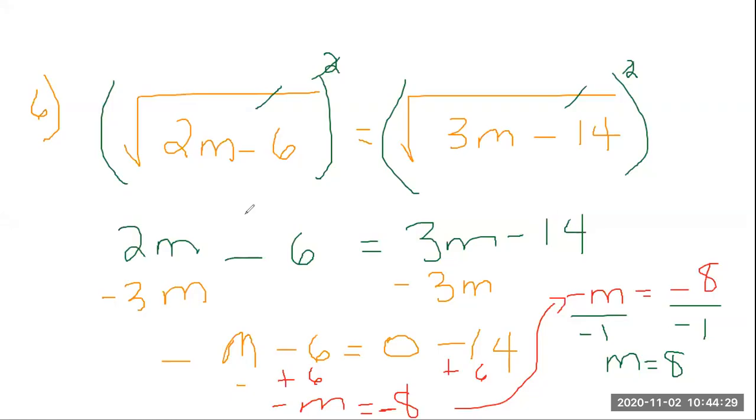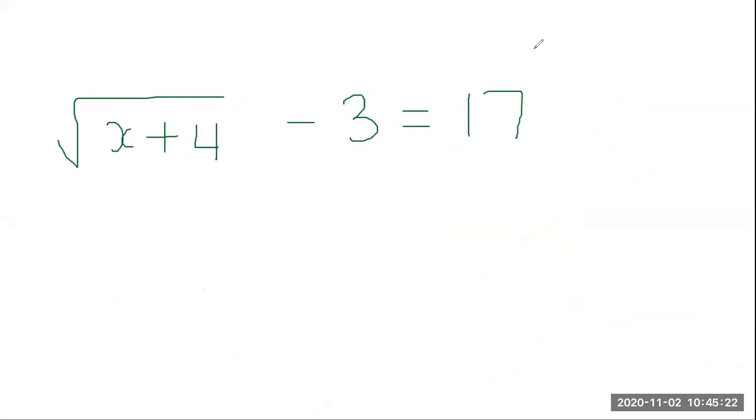All right, so we're going to do one more question with square roots. Because why not? So if I do square root of x plus 4 minus 3 is equal to, what number should I pick? Equals 17. So square root of x plus 4 minus 3 equals 17. I'm curious because this one is different. How would you work this one?